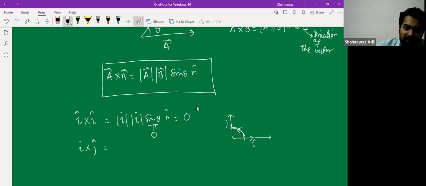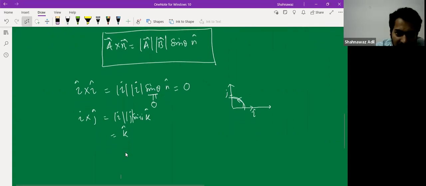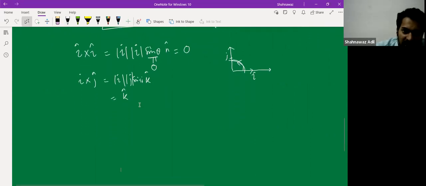So your direction will be K hat. And magnitude is what? 1, 1, and sine 90 is 1. So this will be K. Okay. So similarly, you will use a simple relation, which is called the cyclic property.